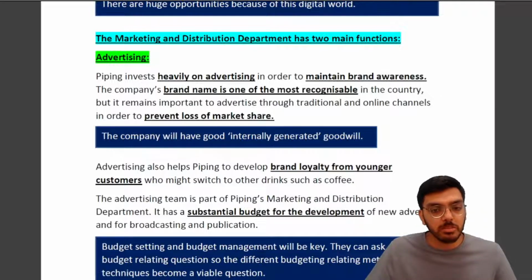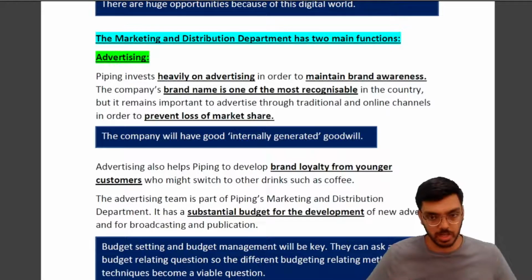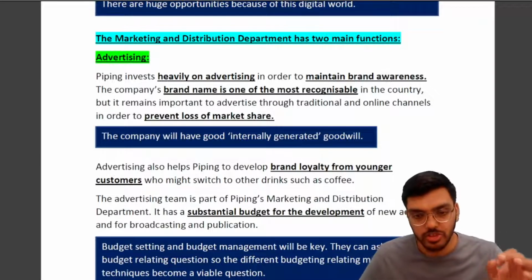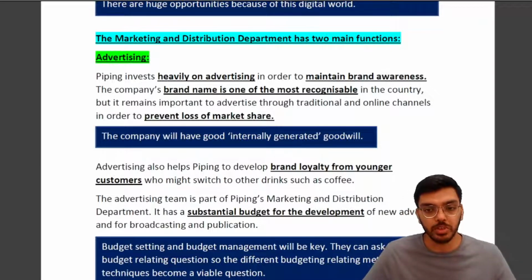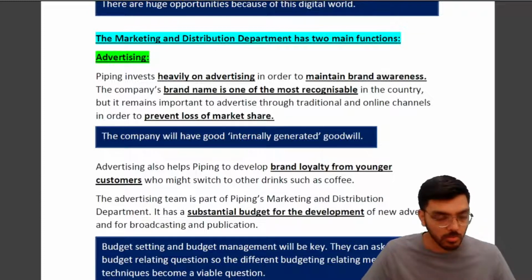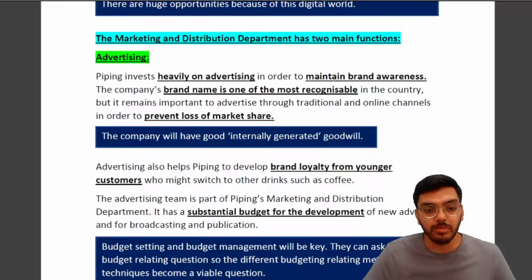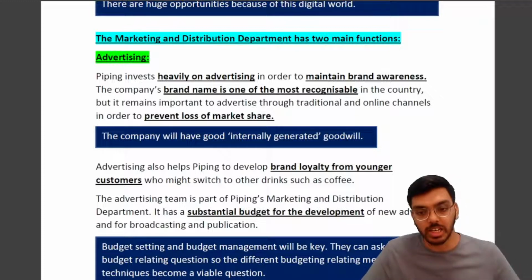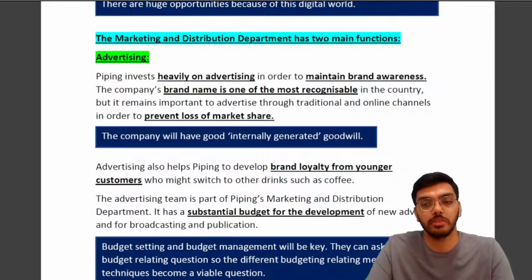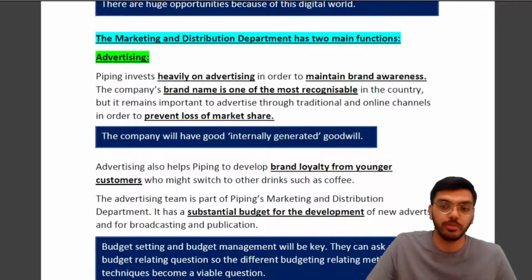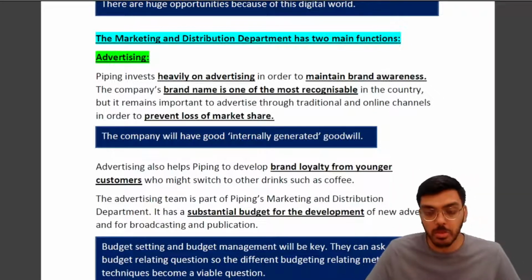The advertising team is part of Piping's marketing and distribution department. It has a substantial budget for the development of new advertisements and for broadcasting the publication. So budget setting, budget management will be very important. They can ask you budget related questions. So the different budgeting methods, what are the different ways of budgeting? What are the different styles of budgeting becomes a viable question.